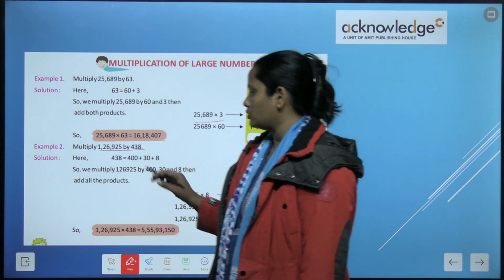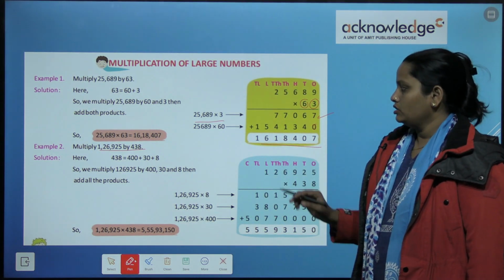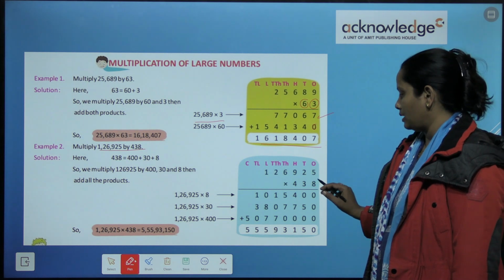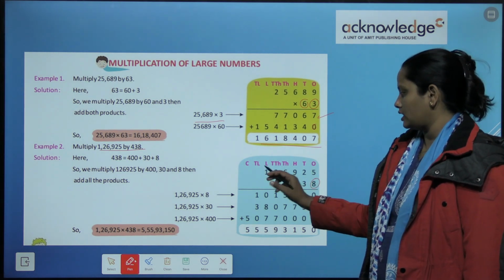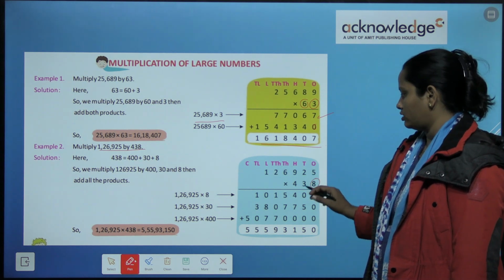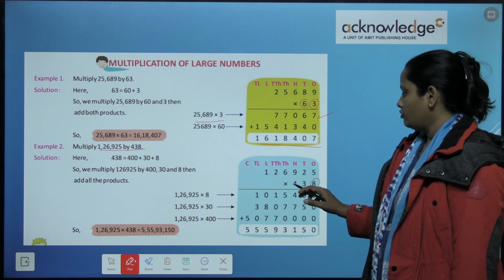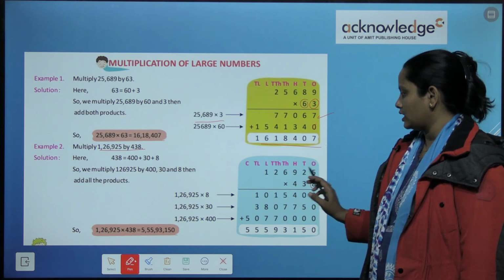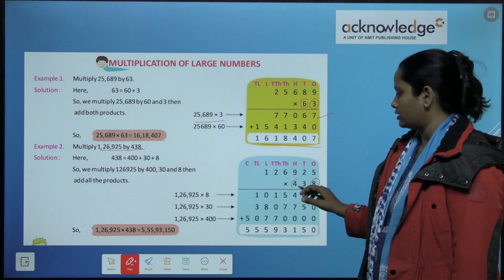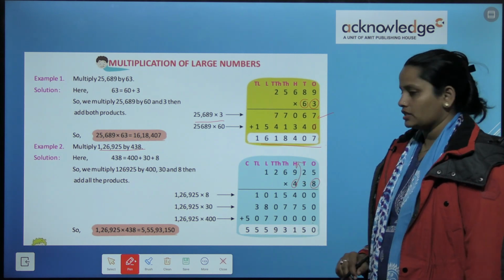Similarly, this is the number that we have to multiply with 438. So here first we multiplied all these numbers by 8, we have written. Then we will multiply by 30 because 3 is at the tens place, so this is the answer. Then we will multiply all these numbers by 400 because 4 is at the 100th place. So when we multiplied it, this is the answer.